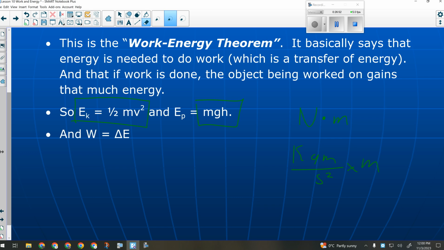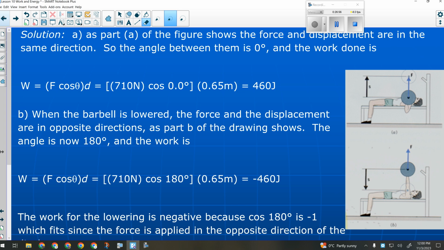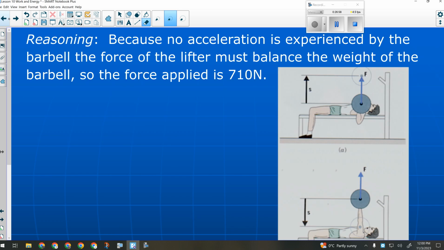Now, looking at this formula here, if we go back to the barbell, when we calculated the work done, we did this, force times distance. And we said that the weight of the barbell was 710 newtons. What force is weight?